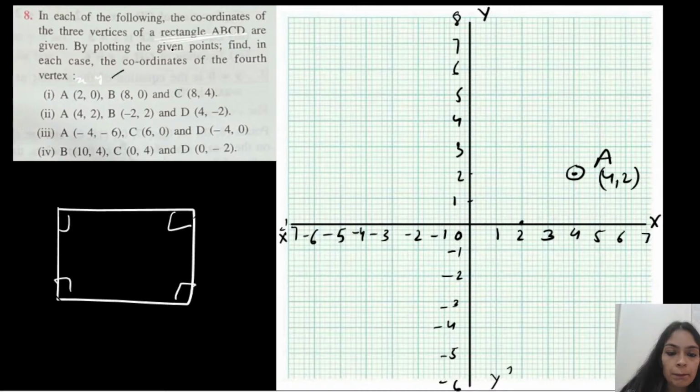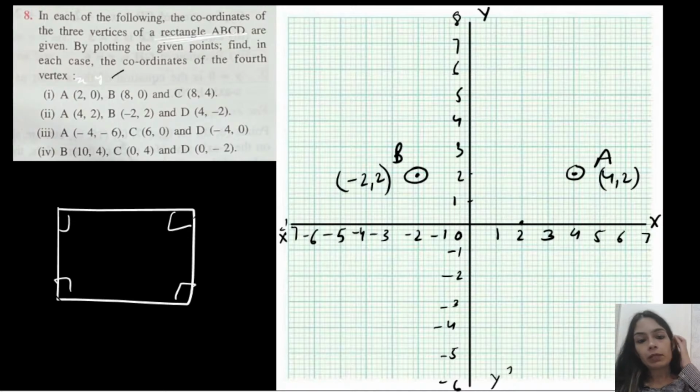After this, B, minus 2 comma 2. So we have to again locate the point on the x-axis. So x-axis minus 2 here on the negative side, in the second quadrant. So 2 again, straight vertically up I have to go till point 2. So this is point B. So the value is minus 2 comma 2.